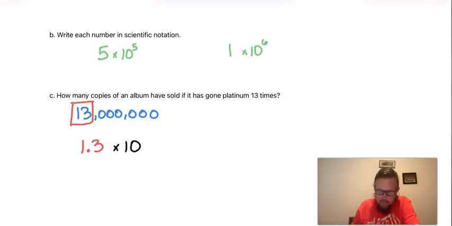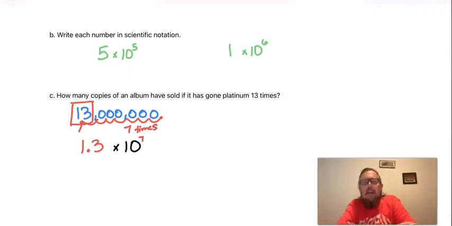So how many times did we move the decimal point to get it from where it was at the end of 13 million to where we put it in scientific notation in between the 1 and the 3? So let's count. It's 1, 2, 3, 4, 5, 6, 7. We moved it 7 times. So this is going to be 1.3 times 10 to the 7th power. And that's how we write 13 million in scientific notation.